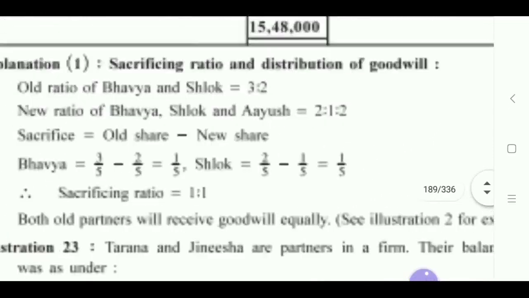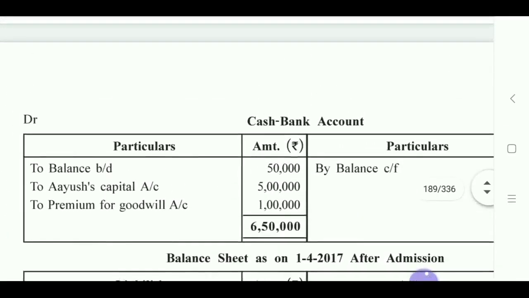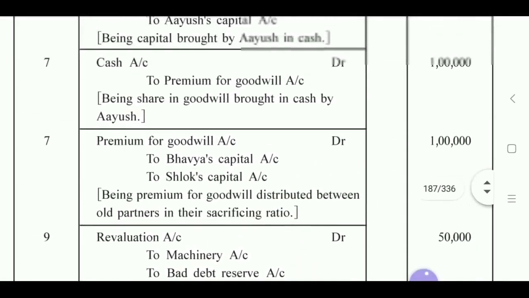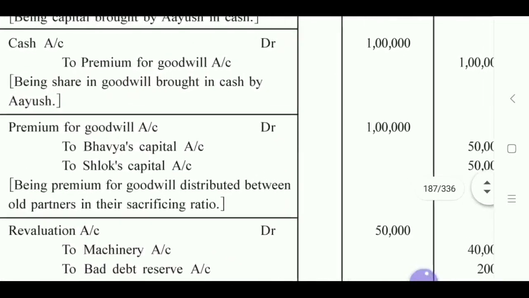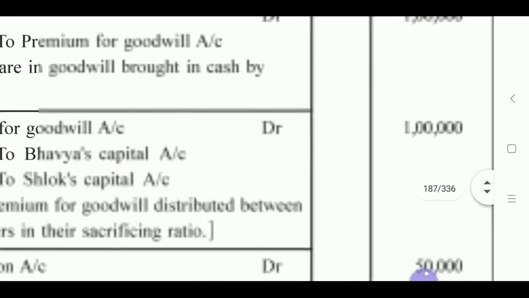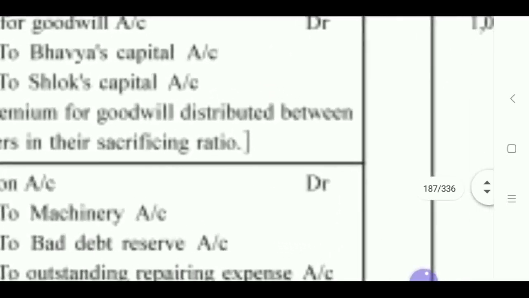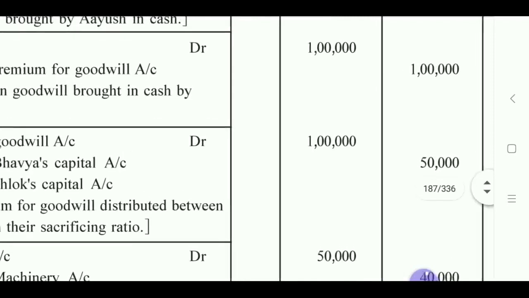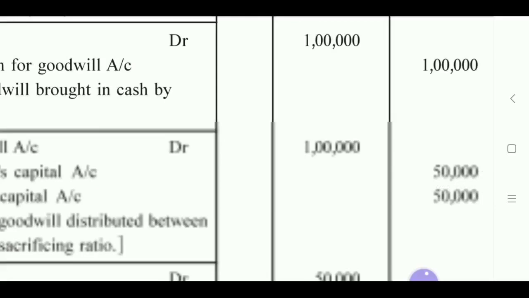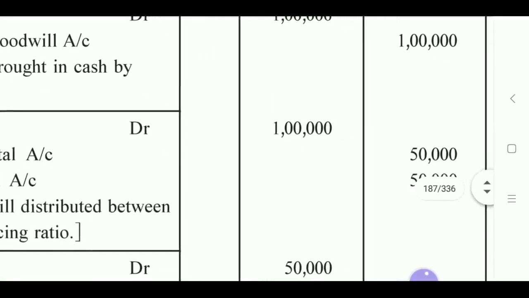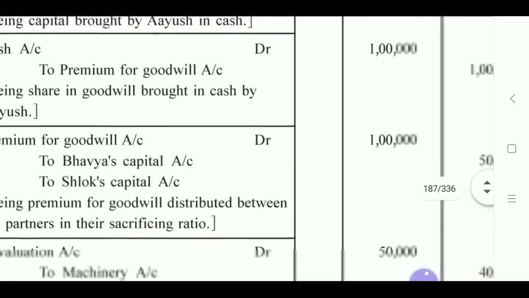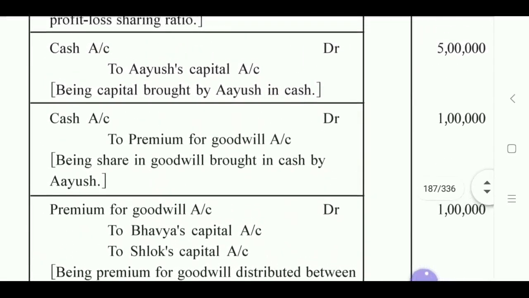Yes. So finally, moving back to the journal entry that I am explaining, the premium for goodwill has been brought by the new partner, 1 lakh, which is to be given to the old partners in the sacrificing ratio, which is 1:1. We have just seen that. So 1:1 is equal. Yes, that means 1 lakh is to be distributed equally. So 50,000 each. Yes, I hope you all are able to understand, and if not, let me repeat.